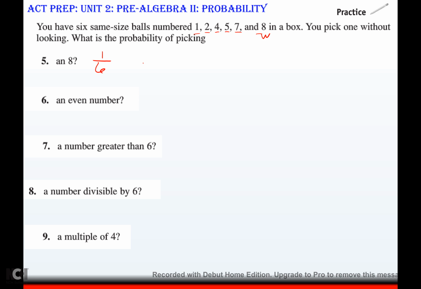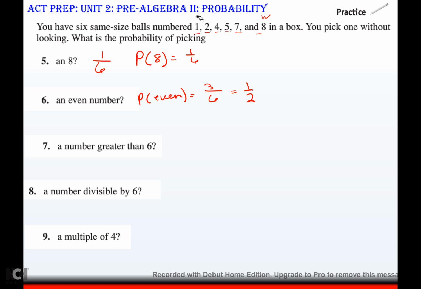Okay, and we should be more professional. The probability of selecting an 8 is 1/6. 6, they want the probability of picking an even number. Well, that would make 2, 4, and 8 winners, because those are the even numbers. So there's 3 of those out of 6, which reduces down to 1/2.